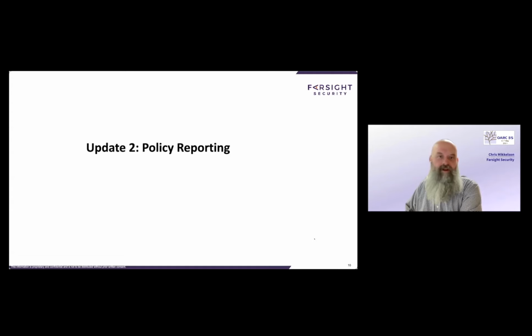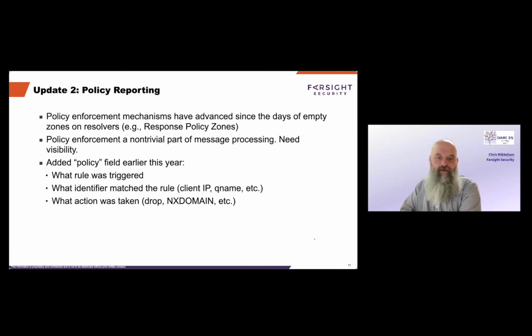The most significant update was adding policy reporting to Dnstap. So it's been a while since you could safely run a recursive DNS server for a community of users and just let it blindly resolve everything without exposing your users to various bad actors and other badness on the internet. In the olden days, it was fairly customary to just publish an empty zone at your recursive DNS server. But that's a fairly coarse mechanism, and it's obviously advanced since then.